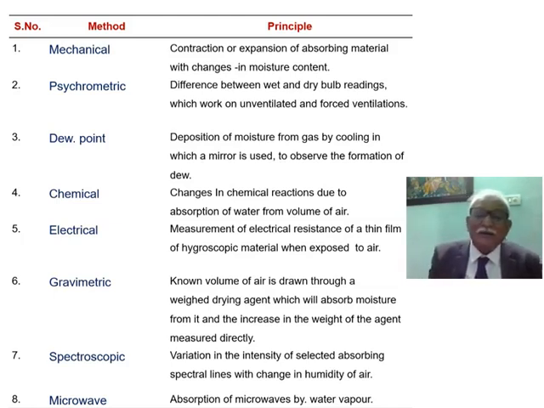Electrical types are there: measurement of electrical resistance of a thin film of hygroscopic material when exposed to the air. Gravimetric methods are there: a known volume of air is drawn through a drying agent which absorbs moisture from it, and the increase in the weight of the agent is measured directly. Spectroscopic: variation in the intensity of selected absorbing spectral lines with the change in the humidity of air. This is very sophisticated. Then microwave: absorption of microwaves by water vapor. So there are different methods; just try to understand that humidity can be measured by different methods using different principles. Let's go to the next slide.